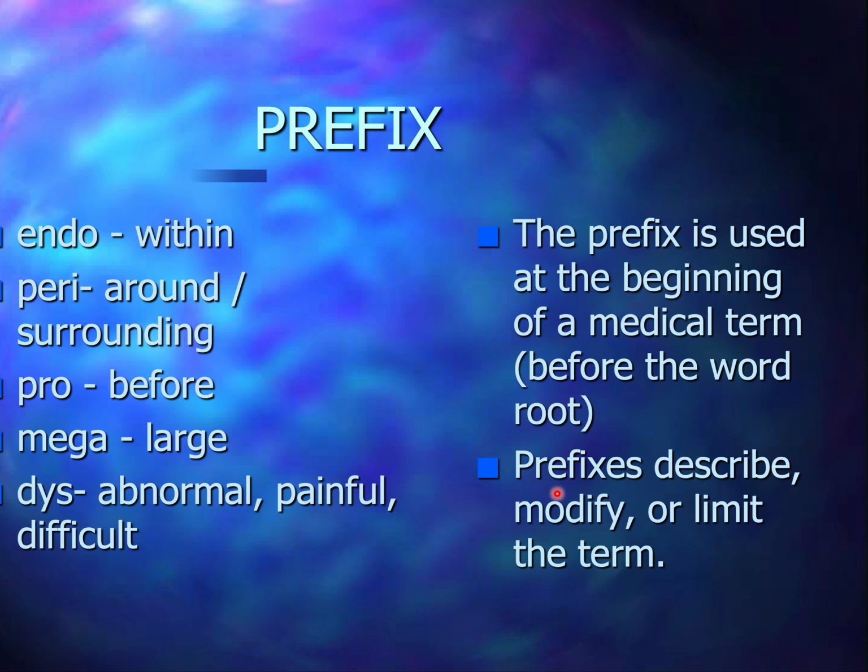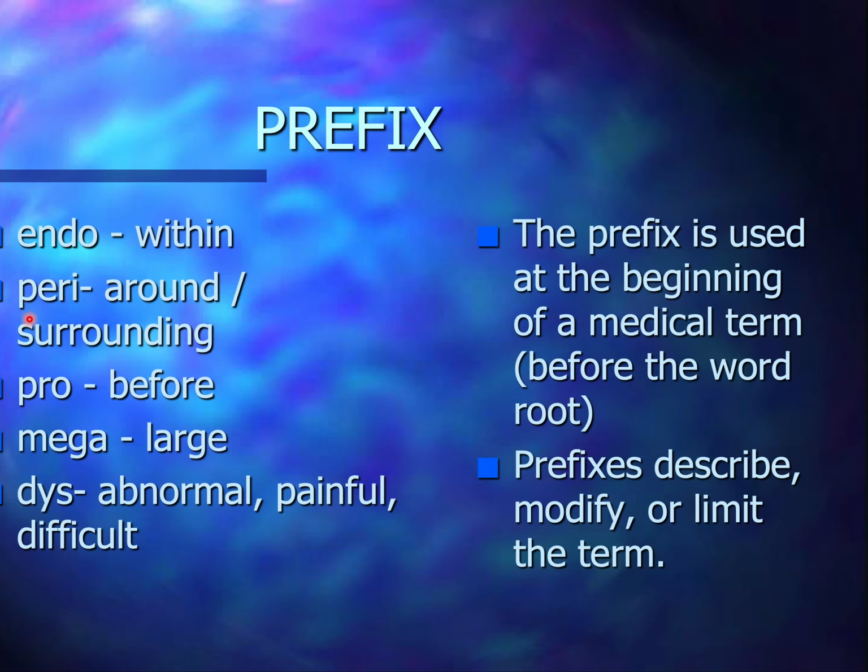We have what is called a prefix. What's a prefix? A prefix is used at the beginning of a medical term. It's not the root. We put a prefix, certain letters, before the root, and this usually describes or modifies or limits the term which we use. For example, the prefix endo means within. So when we say endocardium, it means inside the heart, the layer which is inside the heart. Peri means around or surrounding. So pericardium is the layer which is covering the heart from outside. So peri means around.